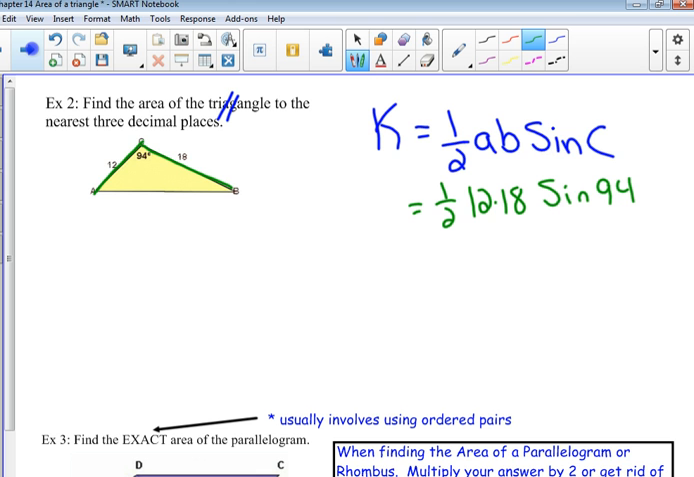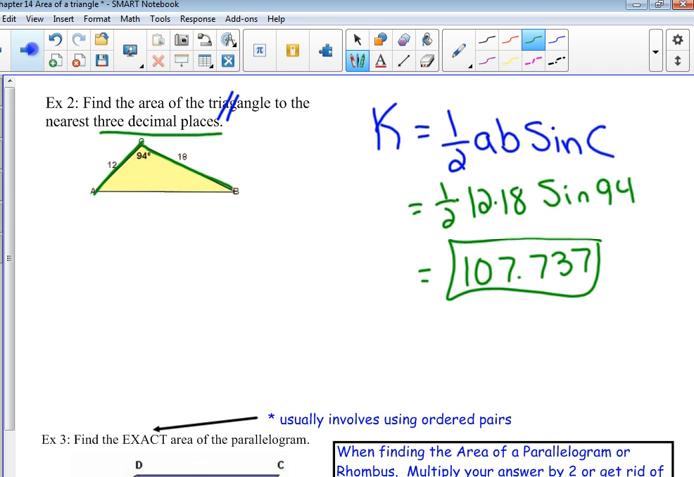Alright, let's type that all in. See what you guys got. Oh, good, Katie. I was going to help you out. I wrote it down too. Alright, what do we get? 107.737. Perfect. Fantastic. Good job.